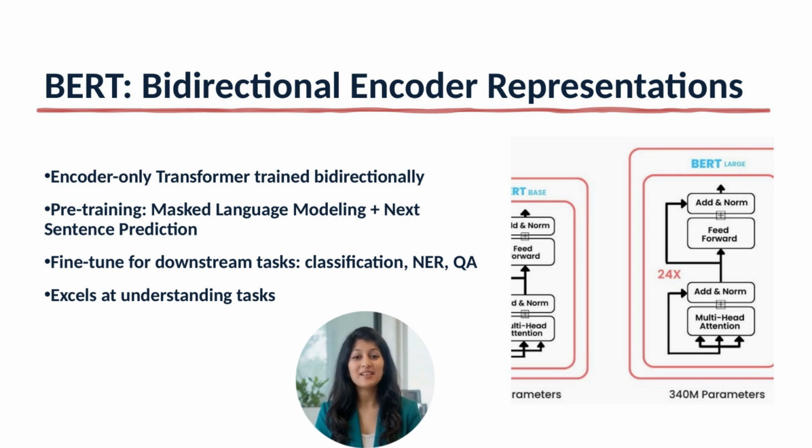BERT excels at understanding tasks that require comprehending input but not generating text. Question answering, sentiment analysis, textual entailment, named entity recognition: BERT achieves strong results with relatively little fine-tuning data. Its bidirectional context is perfect for these tasks. Variants like RoBERTa, ALBERT, and DeBERTa improved on BERT's design, but the core idea, bidirectional pre-training for understanding, remains influential.